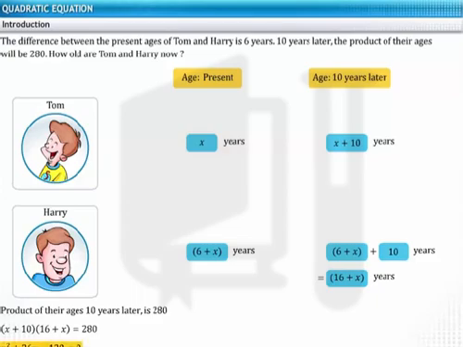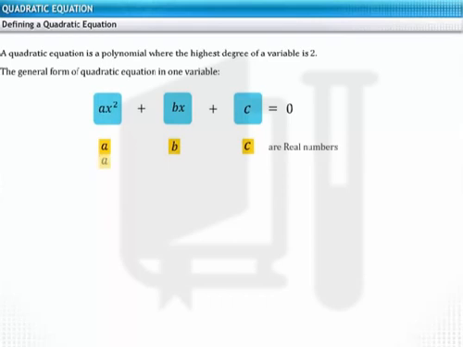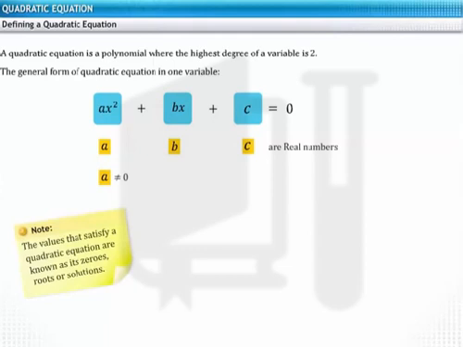Equations where the degree of the variable is 2 are called quadratic equations. A quadratic equation is a polynomial where the highest degree of a variable is 2. The general form of a quadratic equation in one variable is ax squared plus bx plus c is equal to 0, where a, b and c are real numbers. A is not equal to 0. The values that satisfy a quadratic equation are known as zeros, roots or solutions of that quadratic equation.